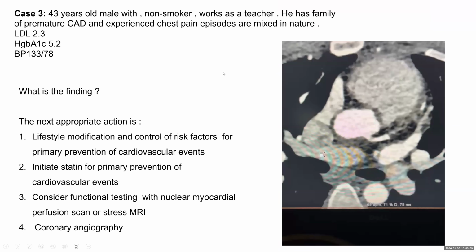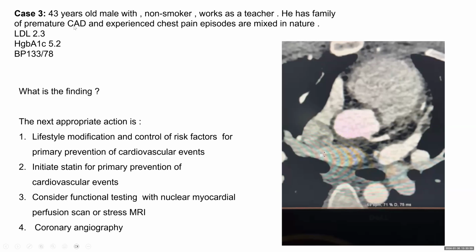Okay, so case number 3. This is a 43-year-old male, non-smoker, works as a teacher, and he has a family. These CT and MRI cases are real because I do them every day, and they are almost my patients. But I know what happened to them and what we found. So, but there is no time to go over every single case in detail.